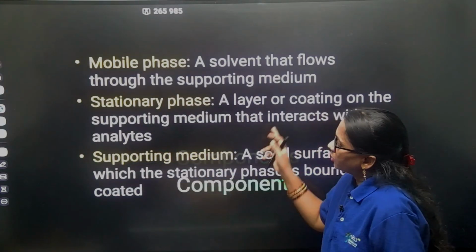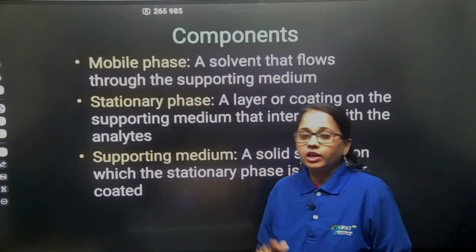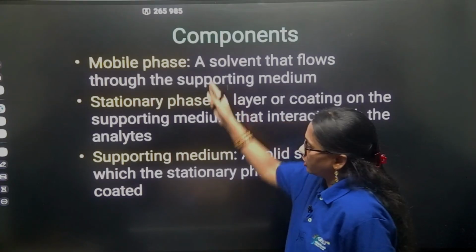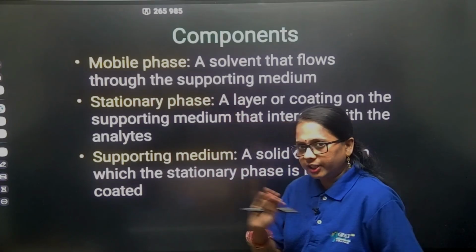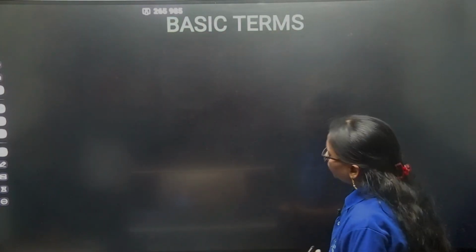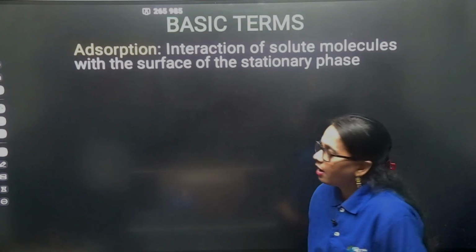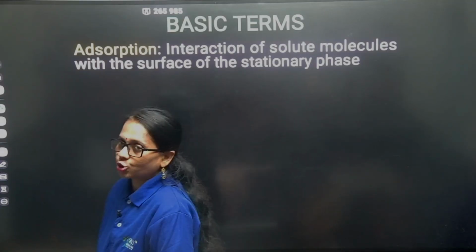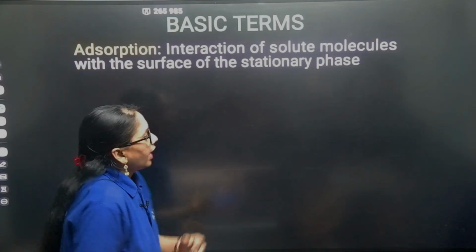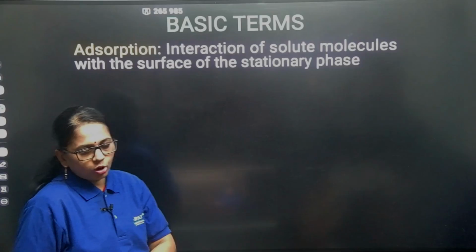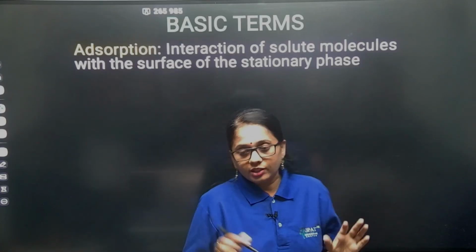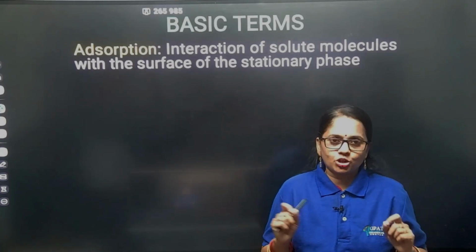So all these are called components of chromatography. These three are very, very important in any type of chromatography technique. Now let us see what are the basic terms in these chromatography techniques. First thing you should know about is adsorption chromatography, okay. Adsorption means the interaction of the solute molecules with the surface of the stationary phase.